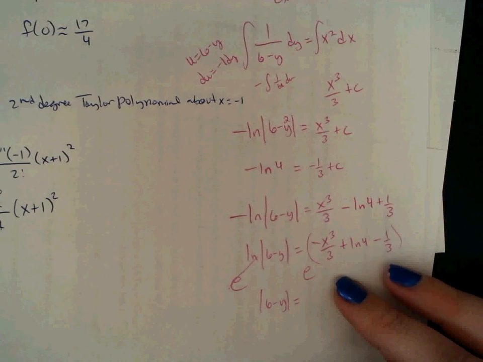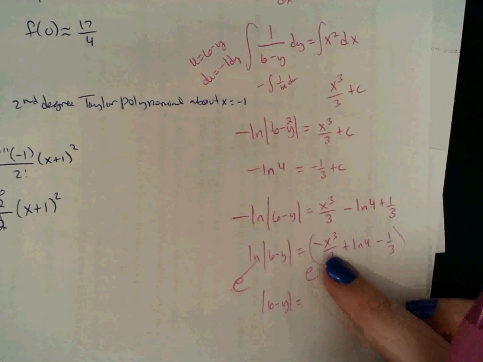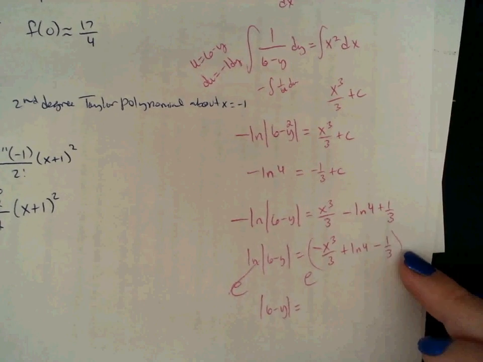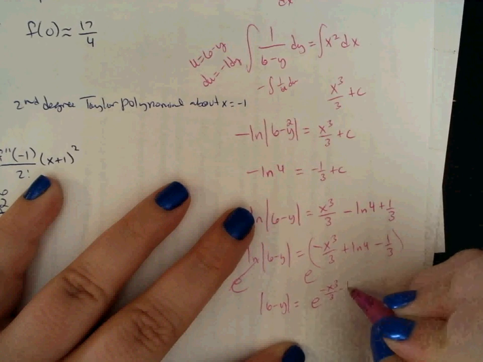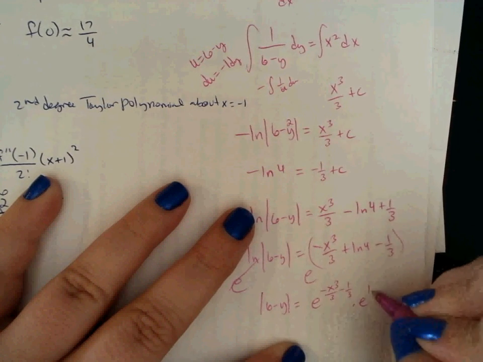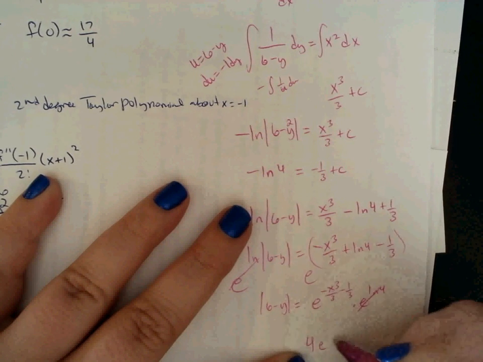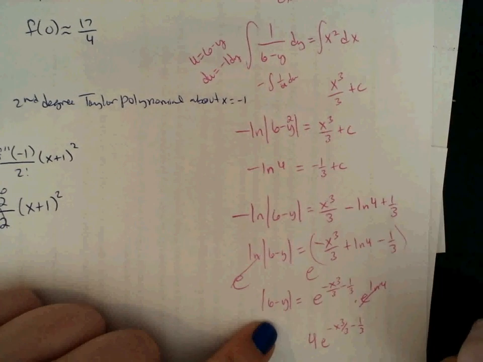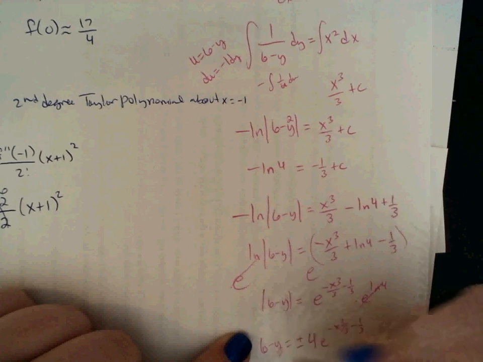Now, this right here, you can just leave it. There's nothing wrong with that, okay? But if you want to be able to simplify that, you could split it up and say it's e to this. You could split up the natural log of 4 from this and separate them a little bit. So you could say it's e to the negative x cubed over 3 minus 1/3 times e to the natural log of 4, which is just 4. So it's 4e to the negative x cubed over 3 minus 1/3. And then if you want to get rid of the absolute value bars, you put plus and minus.